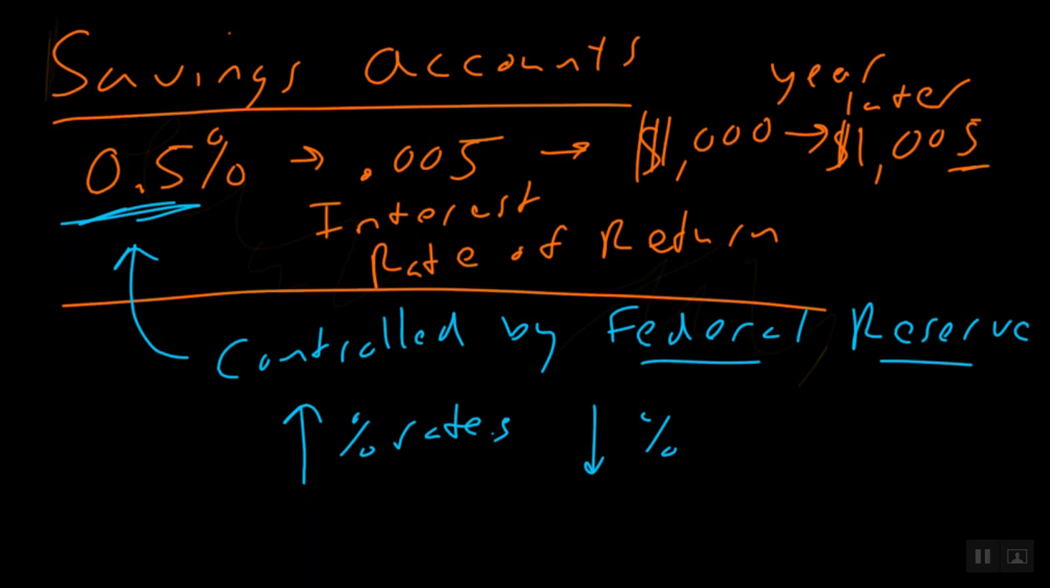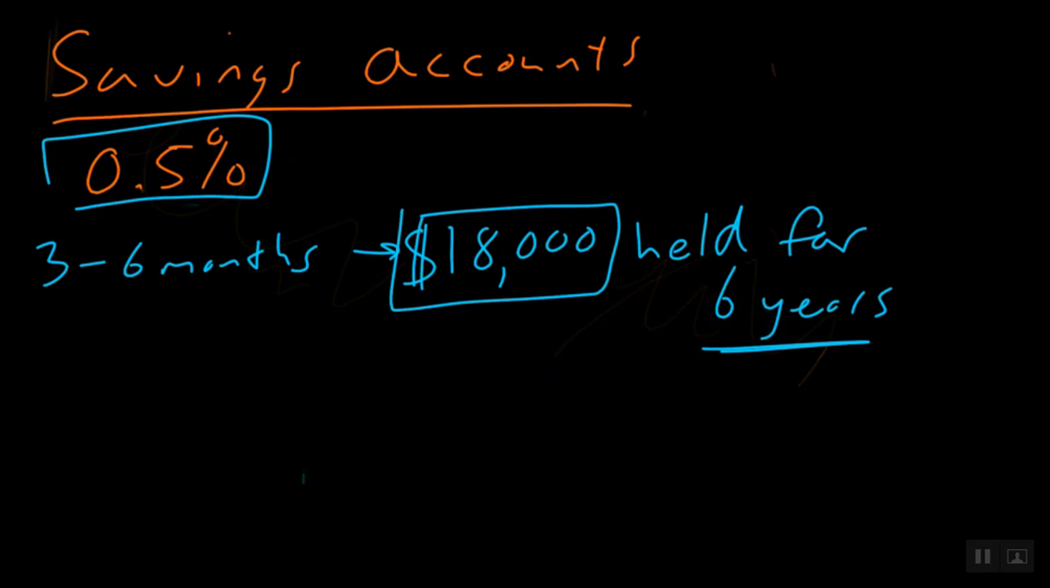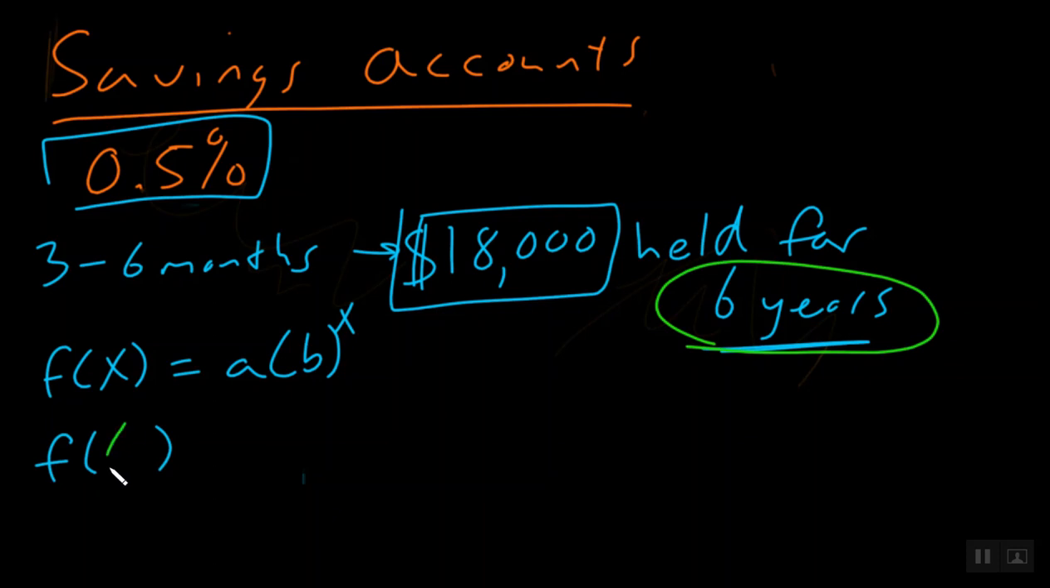Now let's run through a very quick example of how you can measure growth of a savings account over time. Okay, so let's say you have a savings account, and let's say you actually do it. You save up 3 to 6 months worth of expenses, and you save $18,000, and you put all that into your savings account, and let's say you hold that in your savings account for 6 years. How much money would you have at a 0.5% interest rate? Well, we're going to use our exponential growth formula, f of x equals a b to the power of x. We said we're going to hold this in for 6 years, and we know that our initial starting amount is this 18,000. Once again, we're going to raise this up to the power of 6 years.